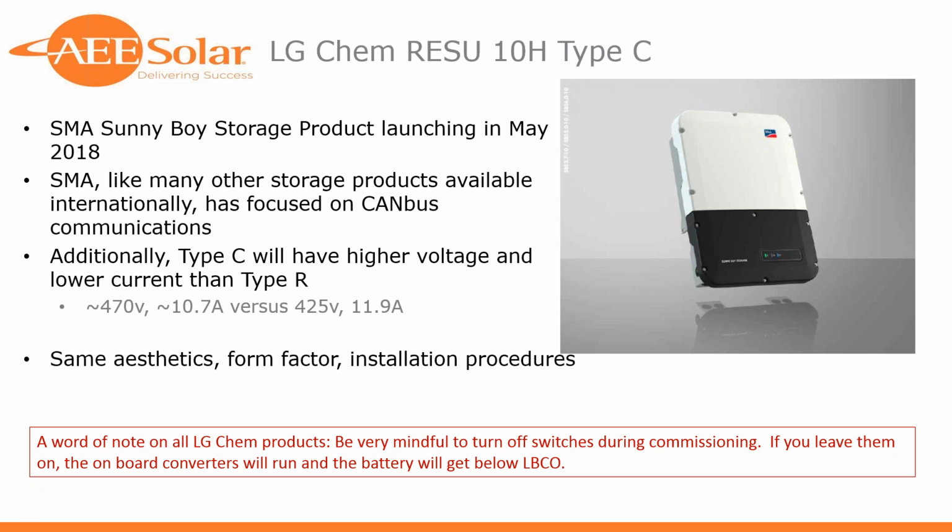If your battery switches are on and your inverter's off, the battery is going to want to power that onboard DC converter. It's going to want to power all those control circuits, and you're going to end up bricking your battery and having to call LG Chem to bail you out with a swap or a recharge. So if you've got questions on that, please reach out to the folks on my team and we can walk you through it. We've got good work instructions there, but I'd be remiss if I hadn't mentioned that.